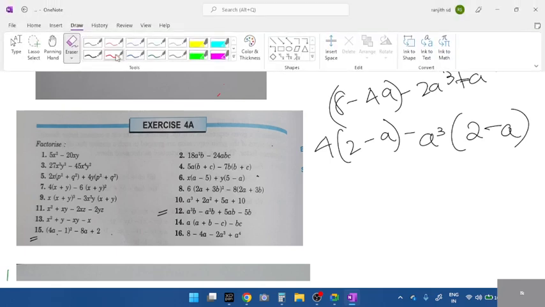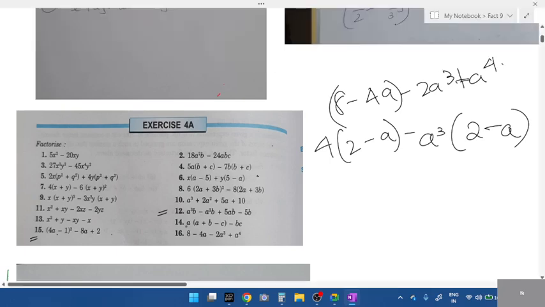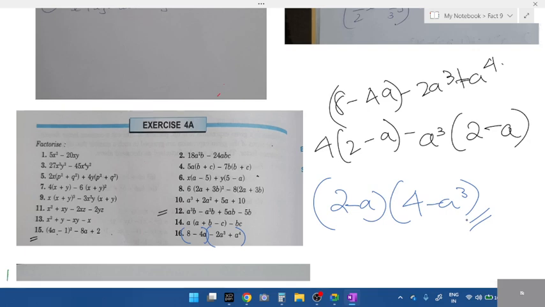No, I didn't group anything. I've taken the first two, right? Normal first two, the next two. Is this clear now? 2 minus a is common. (2 minus a)(4 minus a cube) is the answer. Okay, 4 minus a, student.